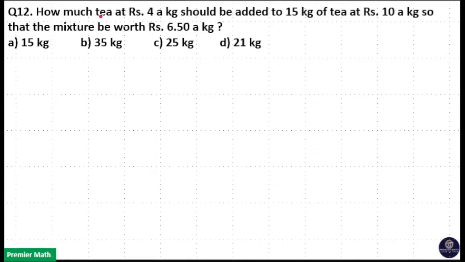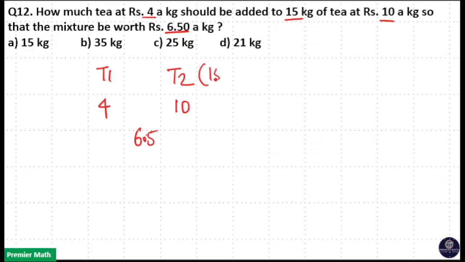Next is, how much tea at rupees 4 a kilogram should be added to 15 kilogram of tea at rupees 10 a kilogram so that the mixture be worth rupees 6.5 a kilogram. So there is type 1 tea and type 2 tea. Type 1 tea costs rupees 4 a kilogram, type 2 tea costs rupees 10 a kilogram. After mixing type 1 and type 2 tea, the mixture will cost 6.5 rupees a kilogram.